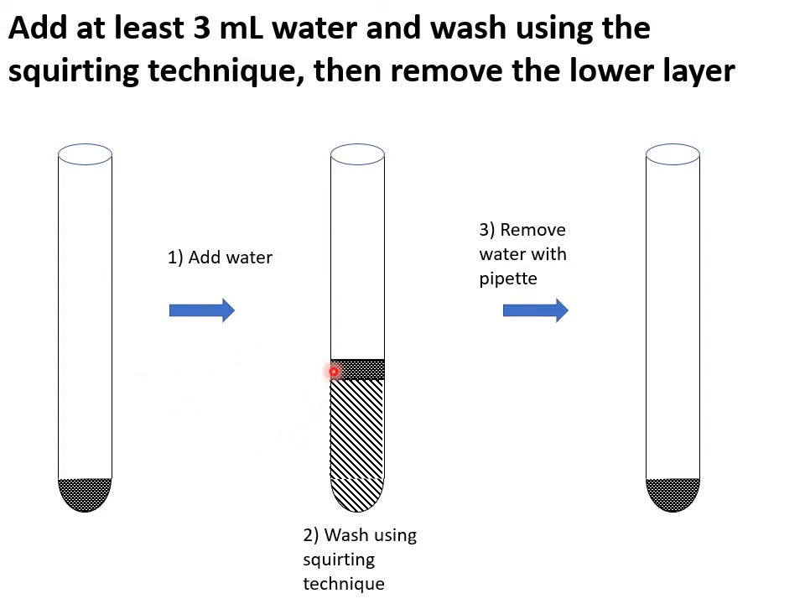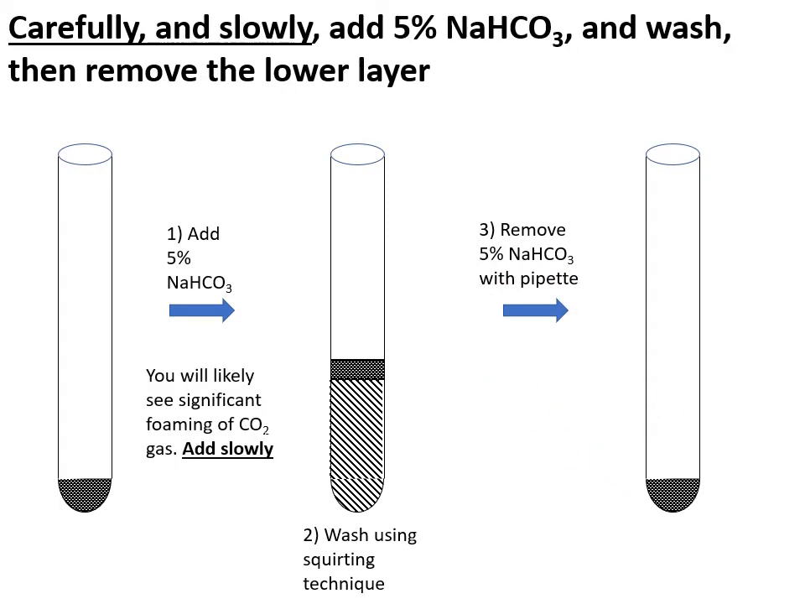So you add your water and you do the rinse, the squirting technique, right, that we mentioned in the previous slide, just to wash the organic layer here. And then you remove the water with the pipette in the same way as previous. So this next step is to completely neutralize any acid that was left here. So this is why we add the 5% sodium bicarbonate.